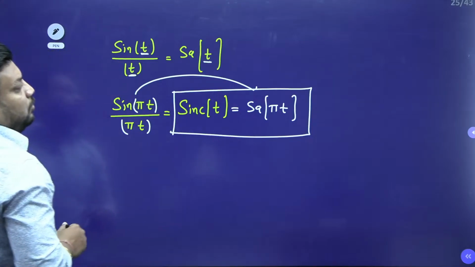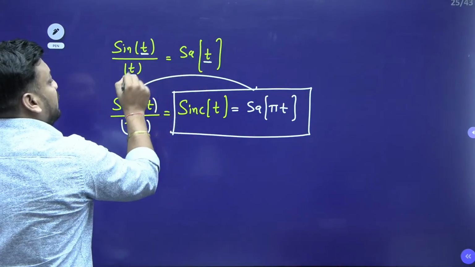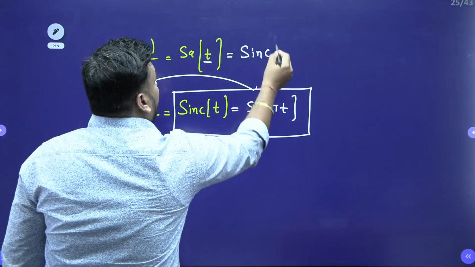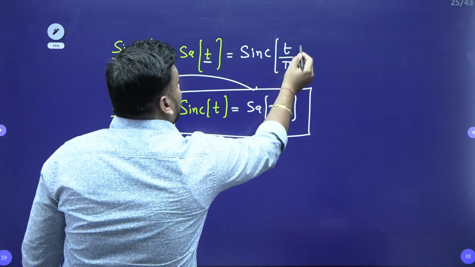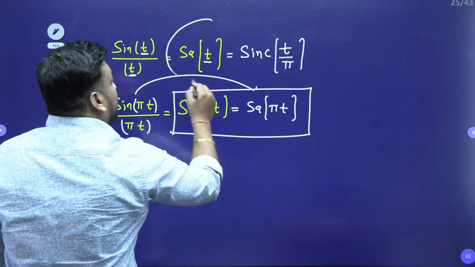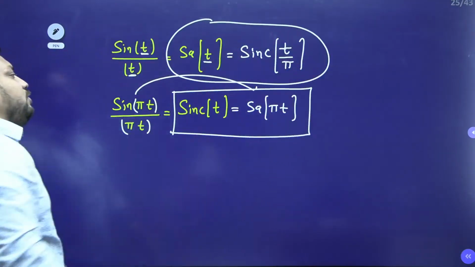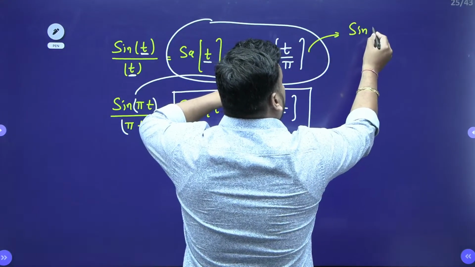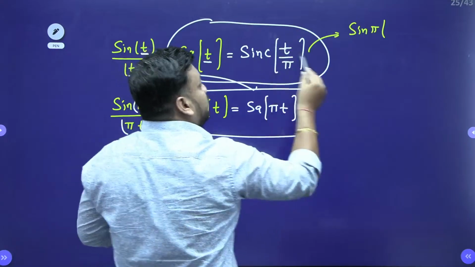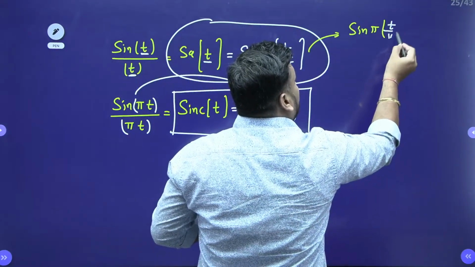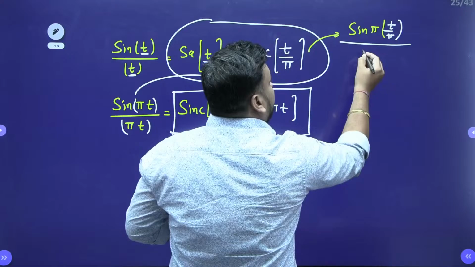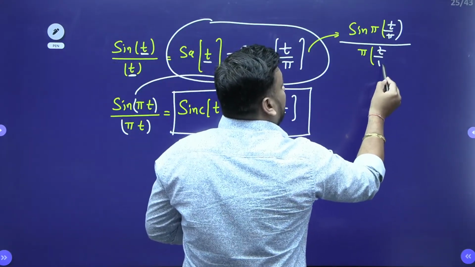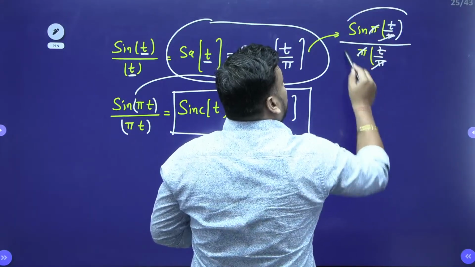Similarly, don't you think that sin t upon t is sampling of t? So I can write sinc of t by pi. How, sir? Sampling of t is nothing but sinc of t by pi. Because sinc will open like this: sin pi into whatever is in the bracket, and in the bracket is t by pi, upon pi into whatever is in the bracket, t by pi. So pi cancels pi, and sin t upon t is nothing but sampling.